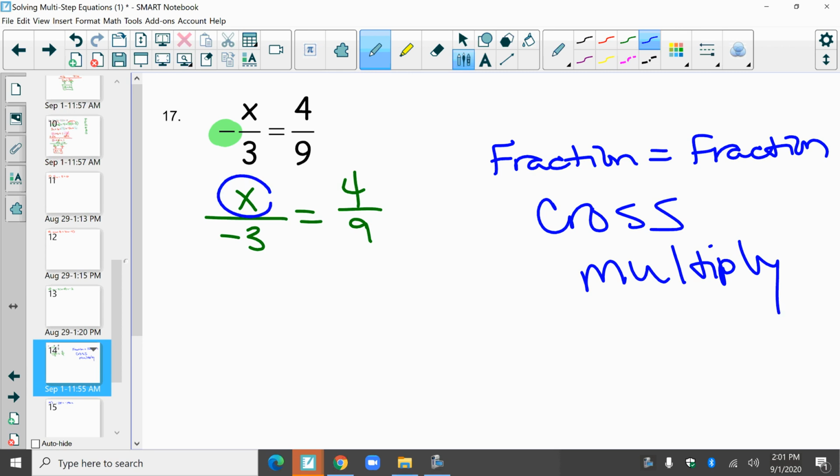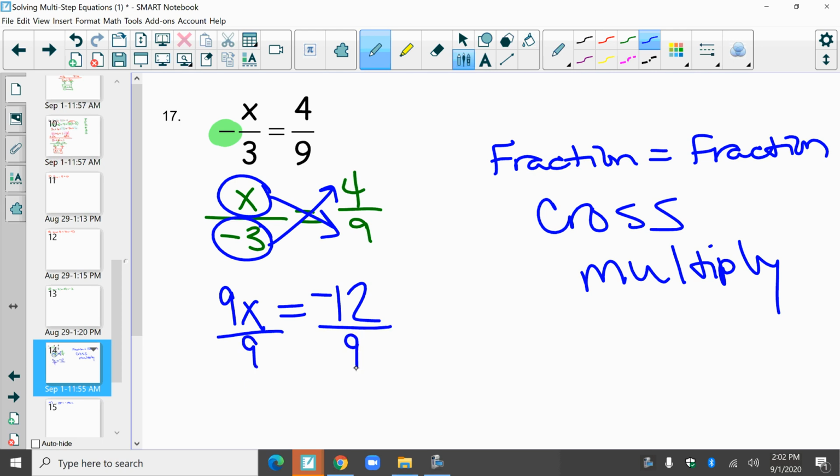So you're going to take the top left-hand corner and cross multiply to the bottom right. So 9 times x is 9x. And that is going to equal the bottom left-hand corner multiplied against the top right-hand corner, negative 12. So that's a whole lot prettier than what we had before when we had two fractions equaling together. Then we're going to divide both sides by 9. So x is equal to negative 12 over 9.